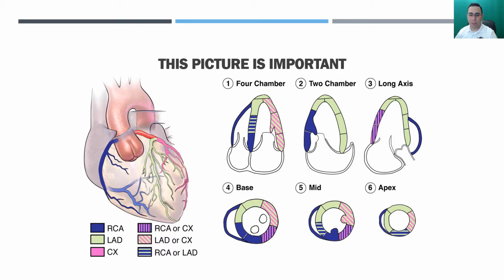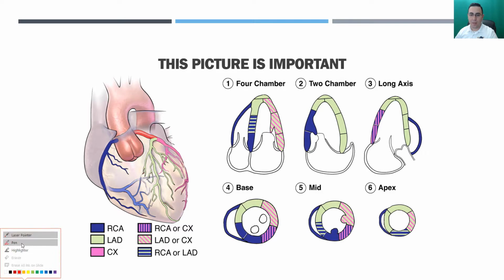I'm going to help you here to understand a little bit better. So we're going to use 16 segments plus one extra segment, 17, which is going to be this one up here, that we call segment number 17. We call this one the apical cap, CAP, all right? Apical cap, the segment number 17.